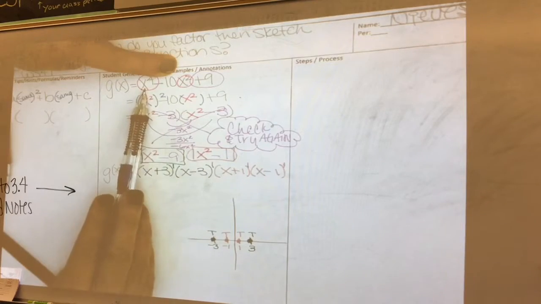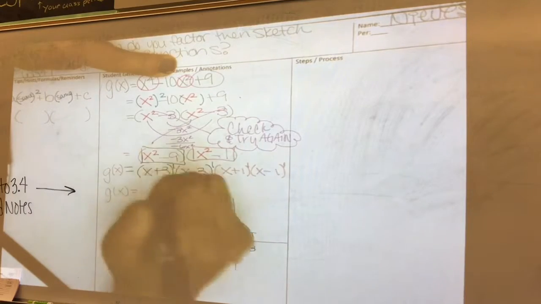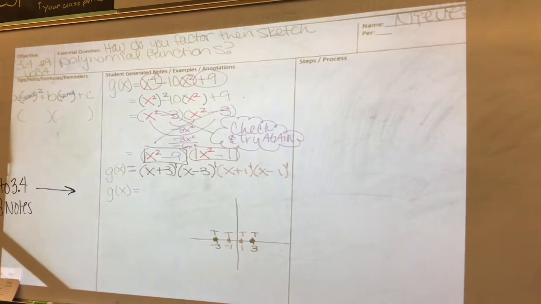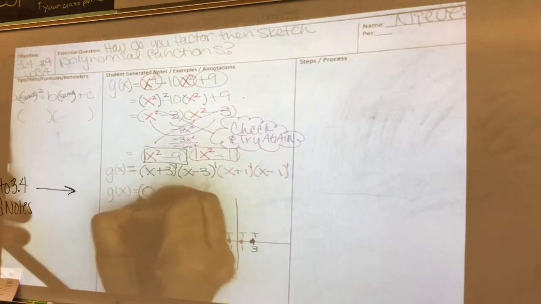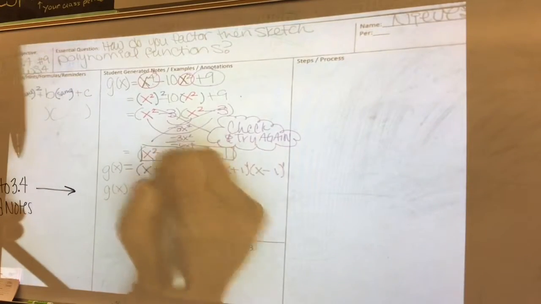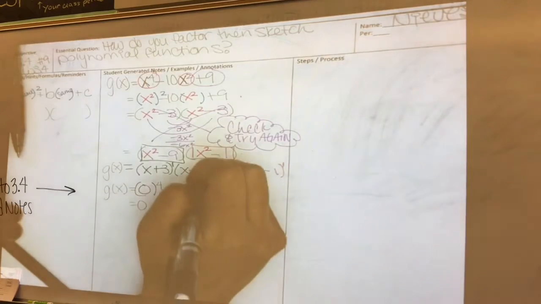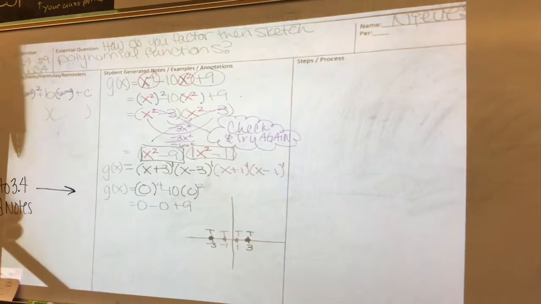Do you know why I like this one? Because if I'm plugging in 0, the x here is going to become 0, right? So this becomes 0, that becomes 0. Okay, so what is 0 to the 4th power? 0. And what is -10 times 0 squared? 0. And then I have plus 9. So what is 0 minus 0 plus 9? 9.